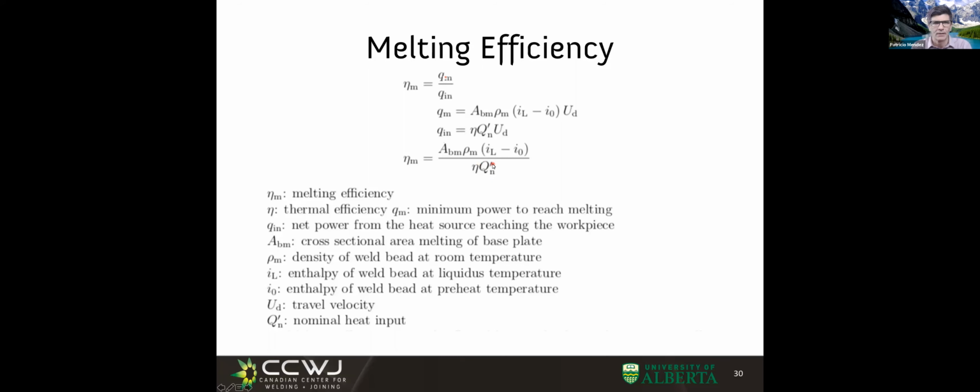Of course, if I have 2 welds, and both welds have the same cross-section, they look the same. But if one weld had a lot more heat input, the weld with higher heat input is less efficient because it took much more energy to melt the same amount, right?